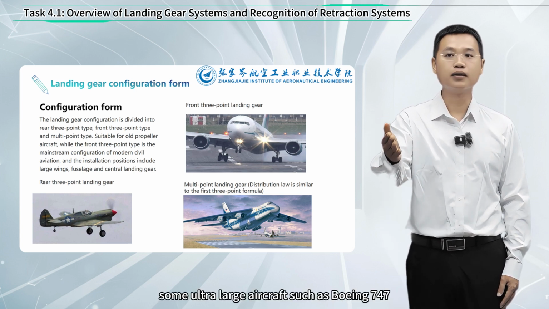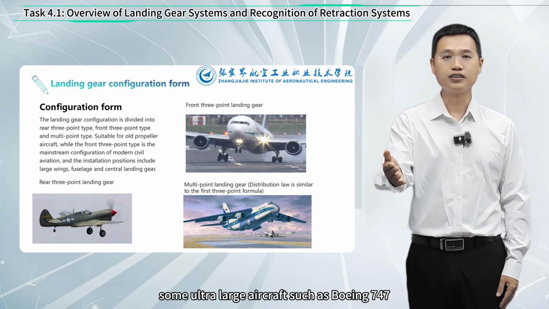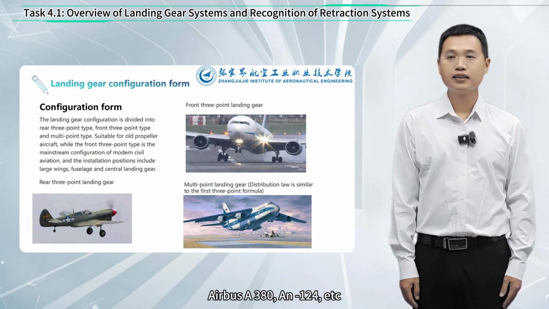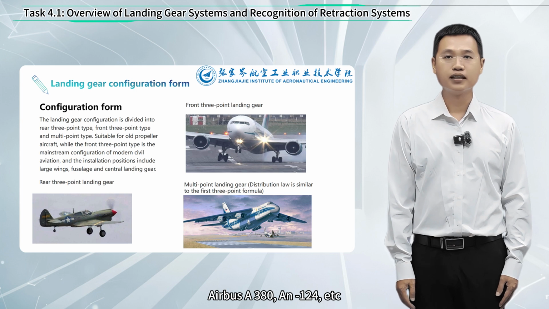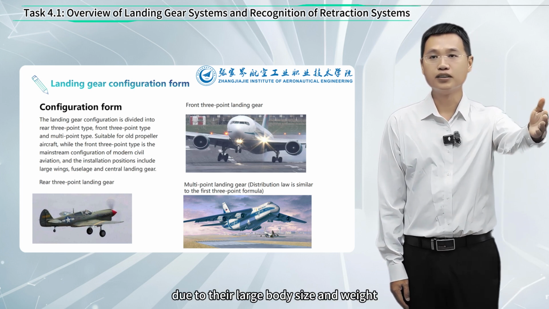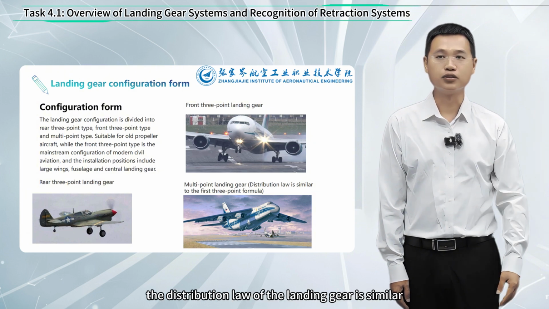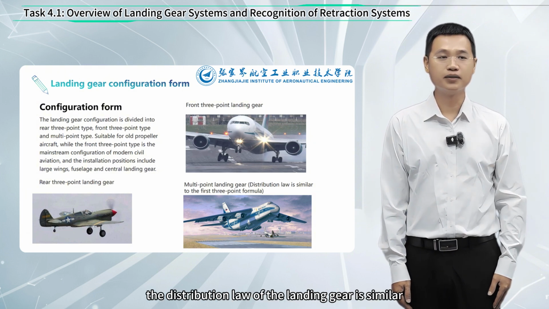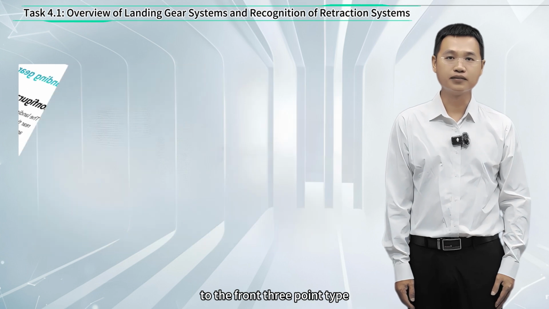Some ultra-large aircraft, such as the Boeing 747, Airbus A380, and An-124, adopt multi-point landing gear due to their large body size and weight, but the distribution of the landing gear is similar to the front 3-point type.